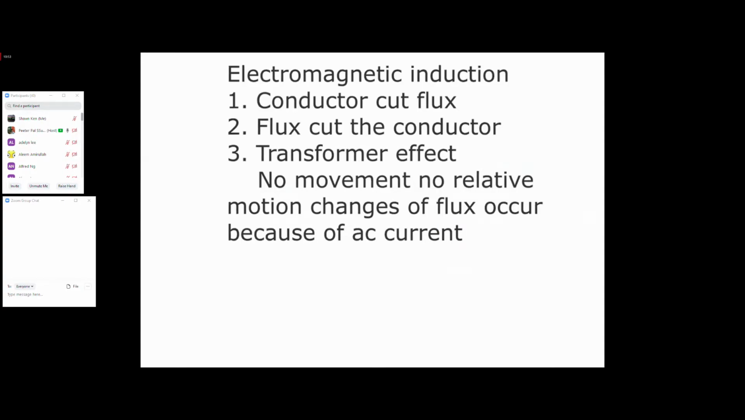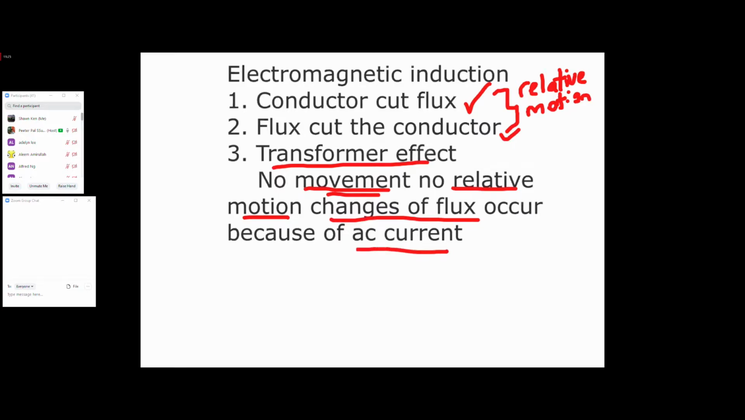The first two require relative motion. The transformer effect has no movement at all, no relative motion at all. Then how does it occur? The flux goes through changes, or changes of flux occur, because of AC current.